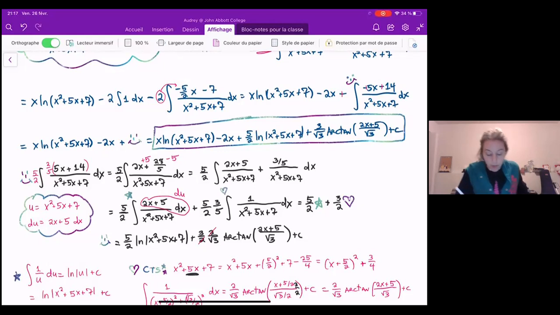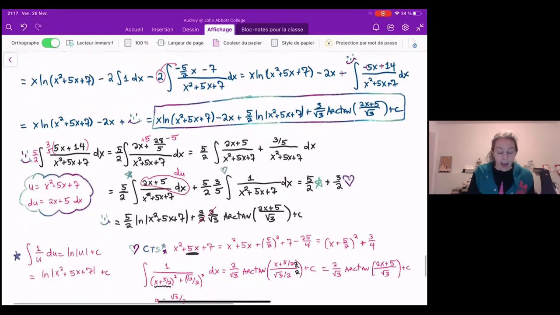So then we ended up with that integral 2x plus 5 over x squared plus 5x plus 7, our star. We applied the substitution, we got our ln. We ended up with heart, we completed the square, we got our arctan. And then we moved that back up to the rest of the answer that we'd gotten from the special division and the integration by parts.